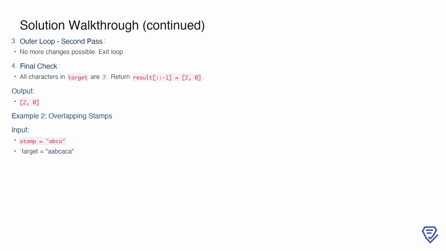After completing the first pass of the outer loop, we check for any further possible changes, but since the target is now fully stamped, we exit the loop. In the final step, we confirm that all characters in the target are question marks, indicating that the stamping is complete. The result list, which currently stores the indices in the order they were processed, is reversed to provide the required output order. In this case, the output is 2, 0, which represents the sequence of stamp applications from the last to the first. This concludes the first example, where the stamping process was straightforward with no overlaps.